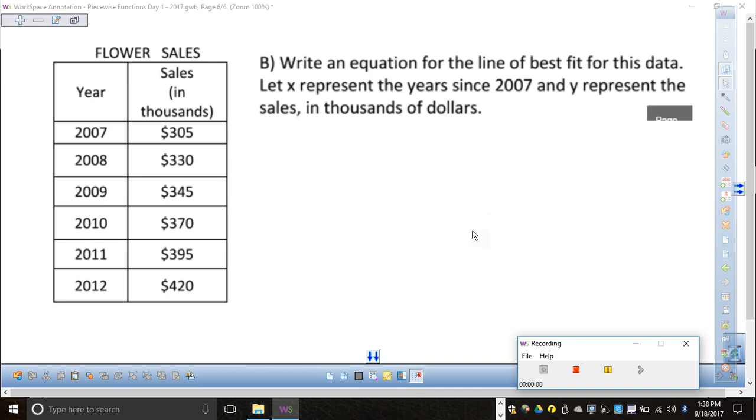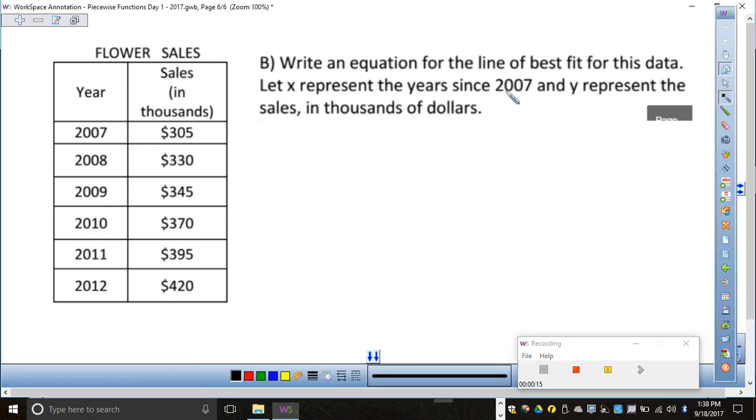I'm going to show you how to find the equation for the line of best fit based on a table of data. It says let X represent the years since 2007, Y represents the sales in dollars. So X is going to be our year, but since it's the number of years since 2007, we're going to do a little conversion here.